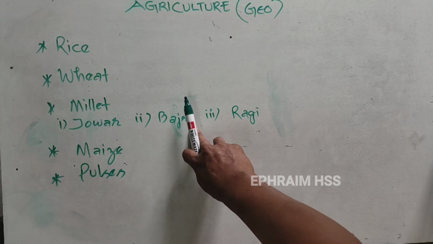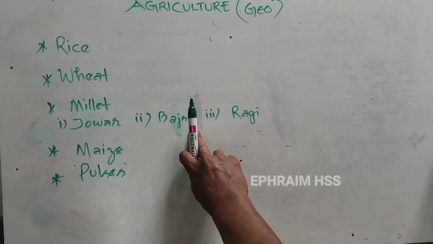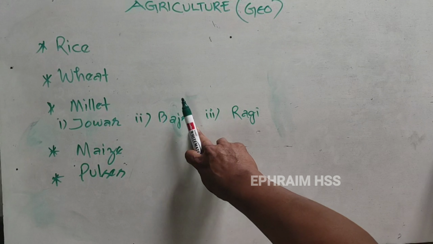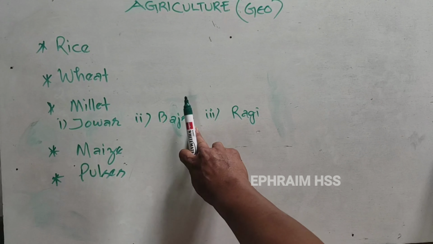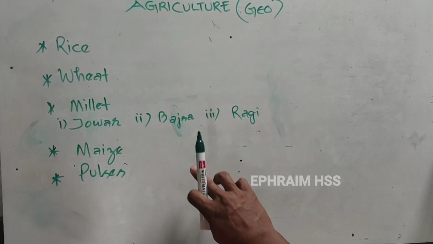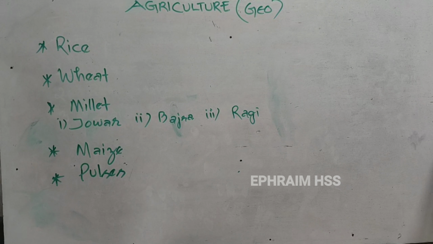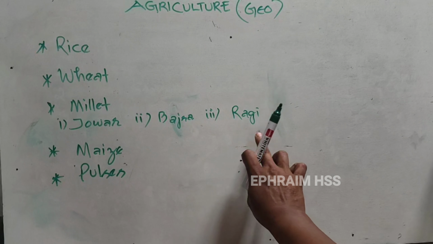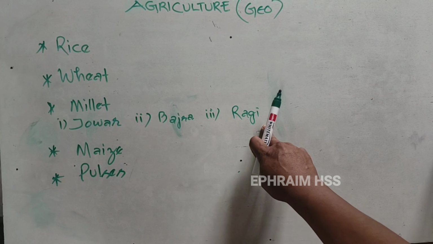And it is used both as food for human consumption and of course as fodder for cattle. And the temperature required for the growth of bajra ranges from 27 degrees Celsius to 35 degrees Celsius, and sandy loamy soil is more suitable for its cultivation, and Rajasthan is the largest producer of bajra in India. The next one, ragi.